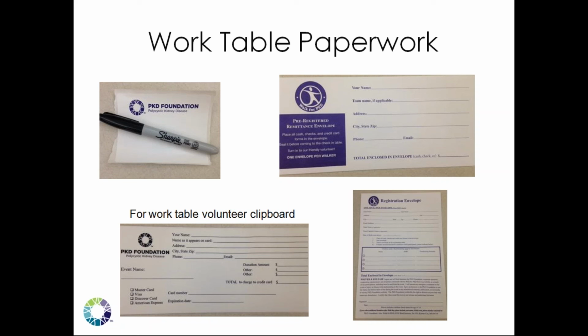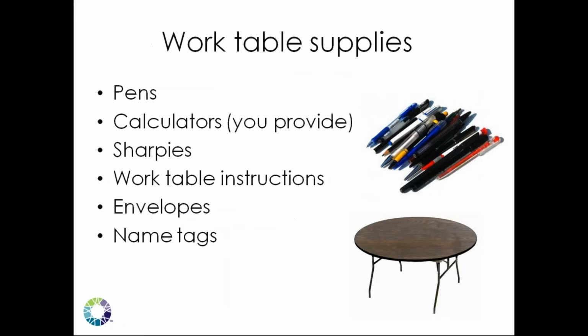Your credit card slips for your work table or your volunteer clipboard, if you have someone who is helping take credit card donations, they can use those. And then you have your registration envelope that is a large one, so you know what all those look like. Work table supplies, things you'll need there: pens, calculators, Sharpies, your instructions for your participants, which will be in your registration folder that the foundation will send, your envelopes, of course, and name tags.